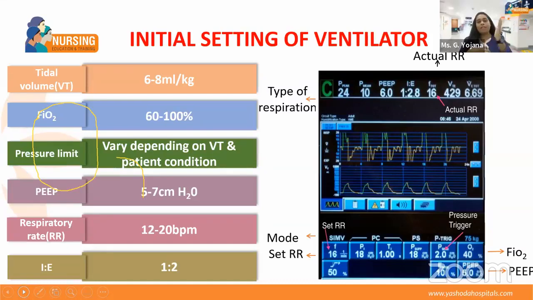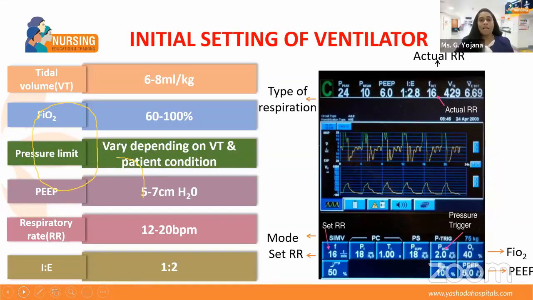If the expiration is set low, what happens? There is a chance of accumulating carbon dioxide in the alveoli. That's why we always keep the expiration longer than the inspiration, in order to wash out the carbon dioxide in the alveoli. Am I clear with this?